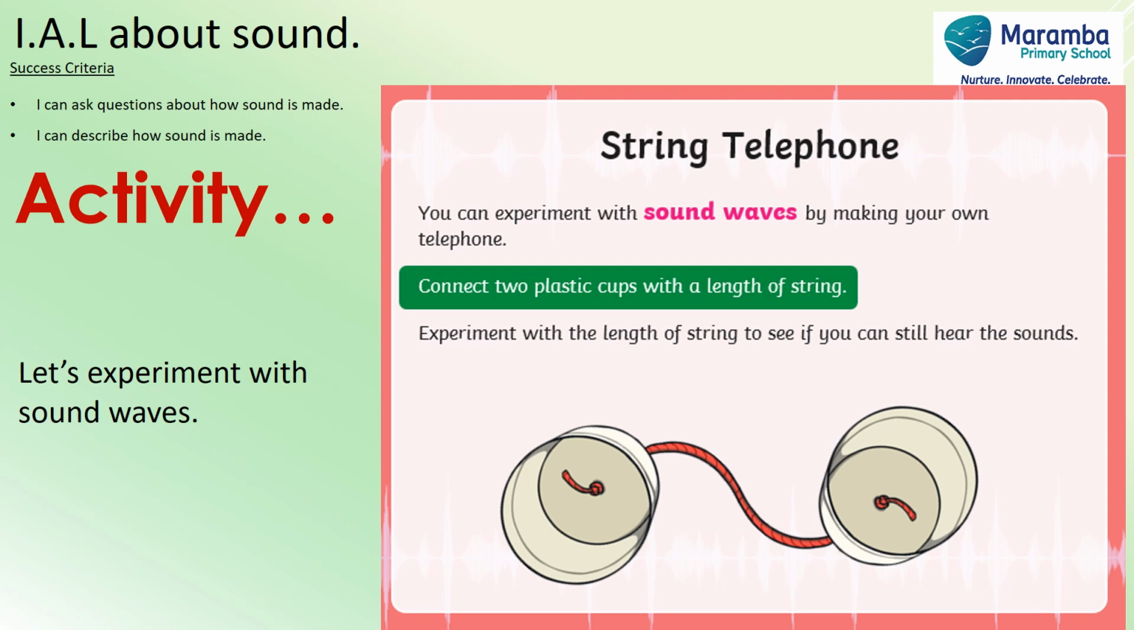When you've done that, you can actually talk into one end and the person on the other end will be able to hear it. However, you cannot have the string all floppy like it is in this picture. You will need to pull it so that it's nice and straight, but don't pull too hard because you might break your cups. You might like to experiment with different lengths of string and see if that changes the sound vibrations and the sound that you can hear.